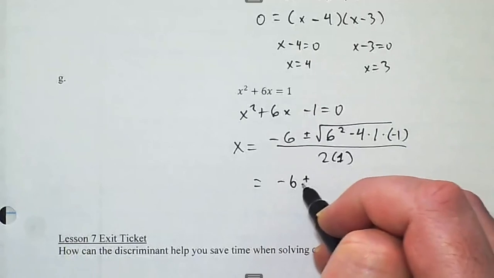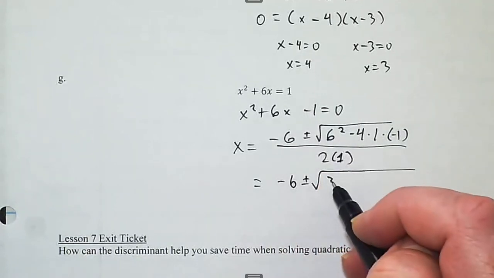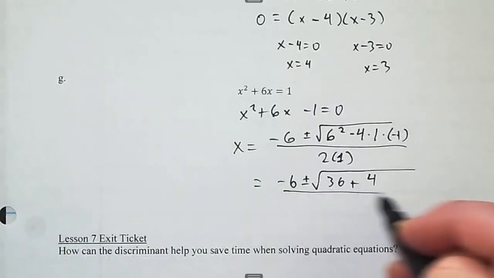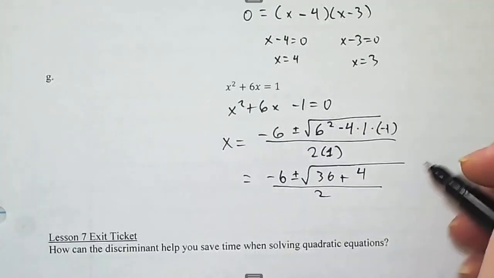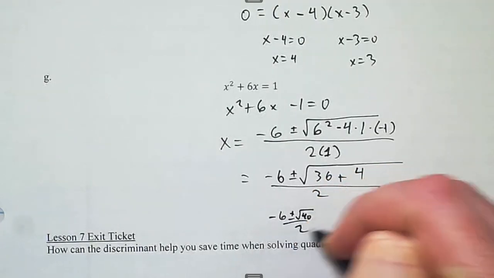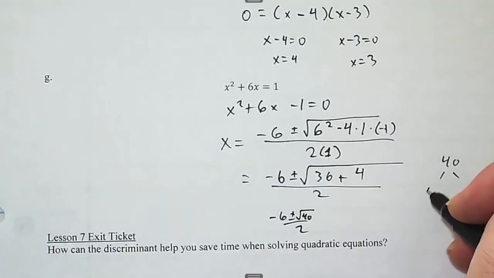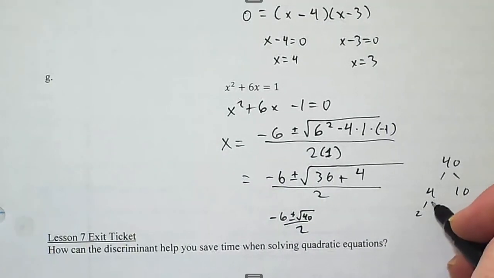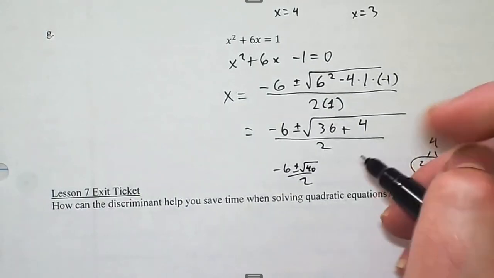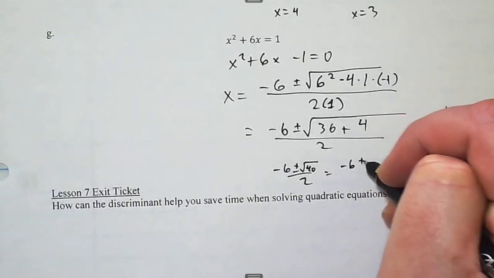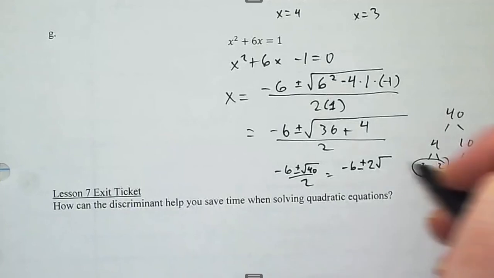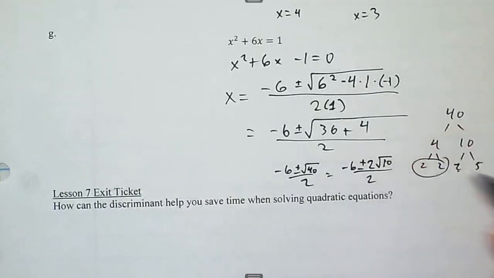So that's negative 6 plus or minus the square root of 36. Got a minus with a negative, so it'll be a plus 4, all over 2. So that becomes the square root of 40, which we might be able to simplify. I can pull out a 2. So this is negative 6 plus or minus 2 times the square root of what was left over, a 2 and a 5. So I multiply them back together to get 10.